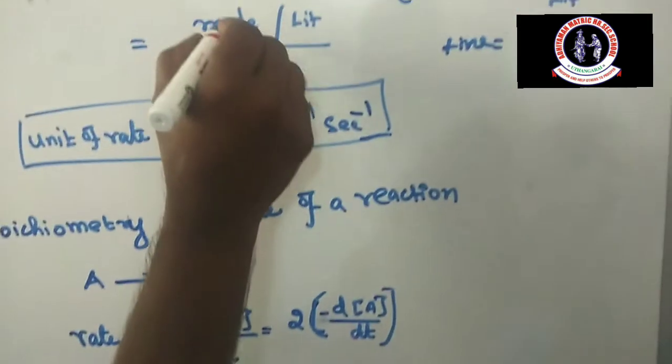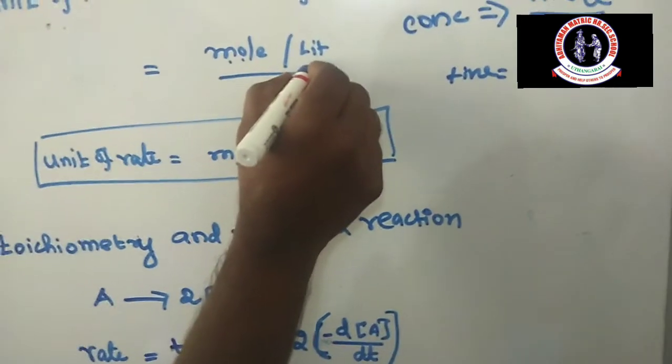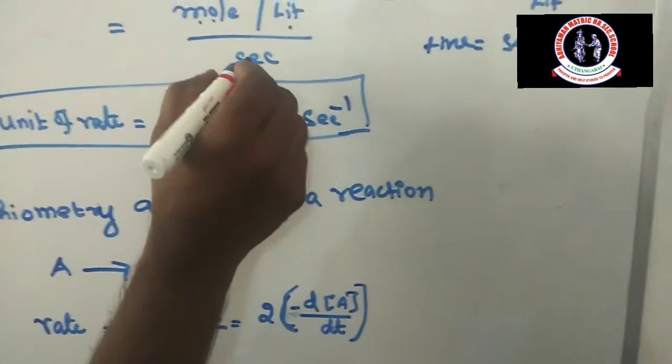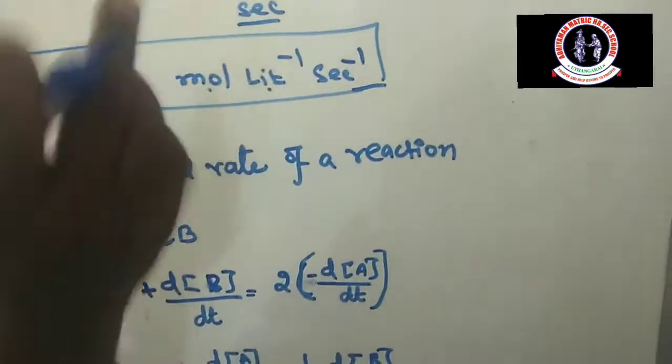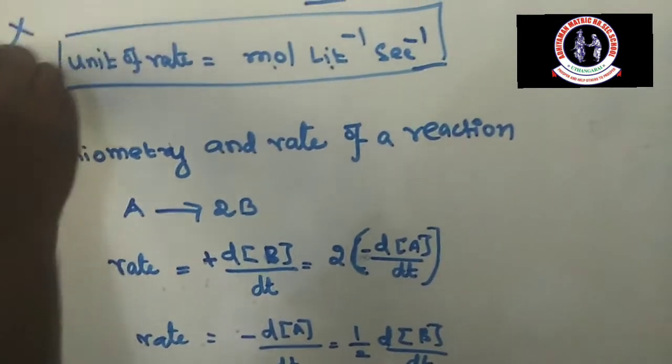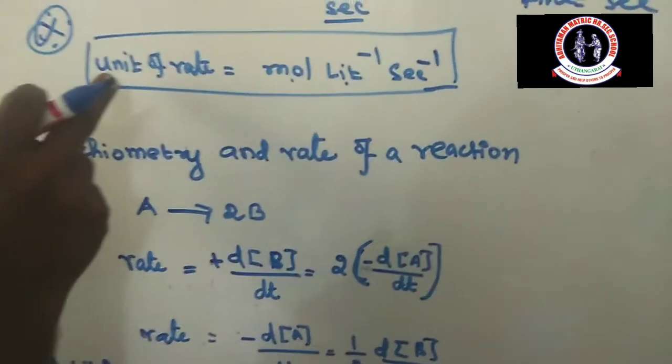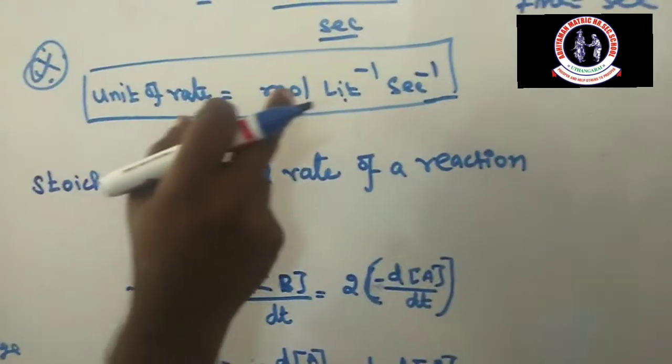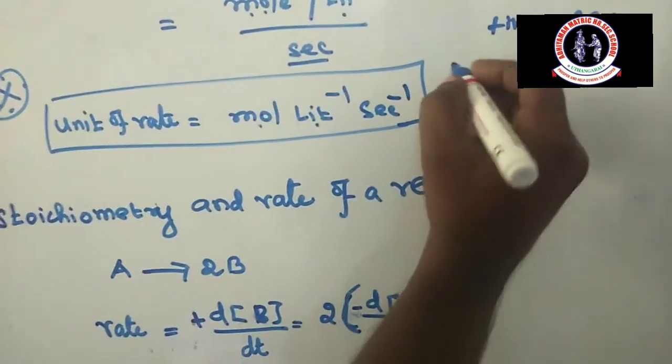We already know the number of moles present in a liter by time taken, where time is measured in seconds. So, very important, one more question: the unit of rate is mole liter inverse second inverse.